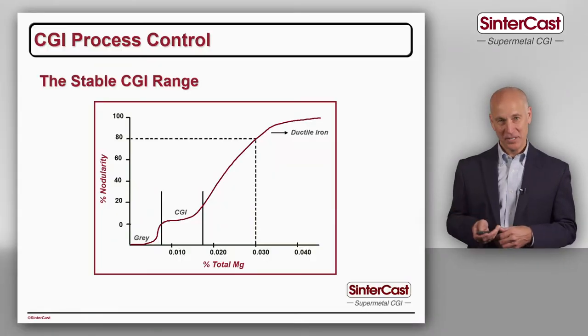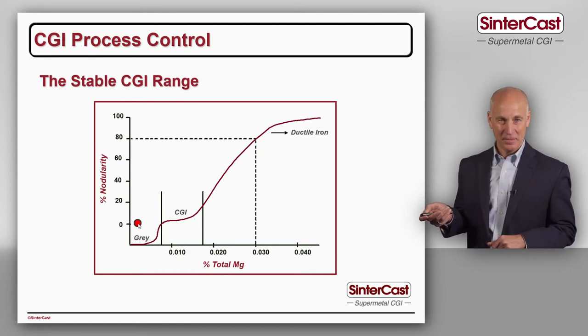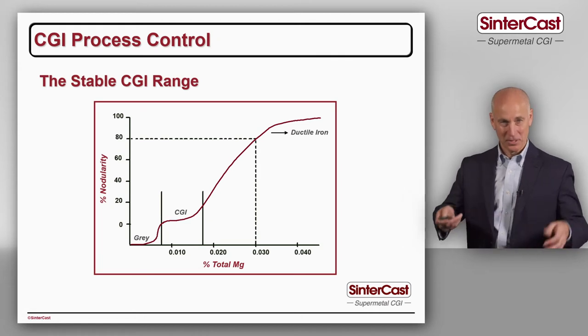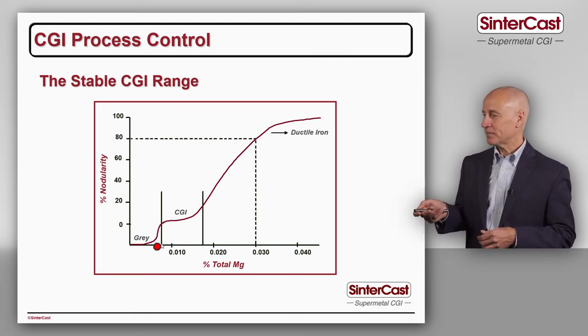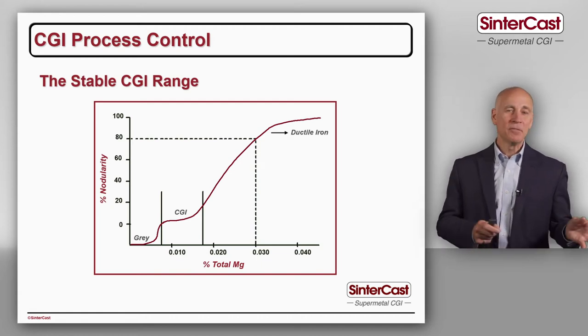And we can see that in this first overhead, where we have the different types of cast iron as a function of the amount of magnesium added to the iron. So at the left end, when we don't have any magnesium, we make gray iron, with its randomly oriented flakes. If we add more than a certain amount of magnesium, we have good ductile iron. And somewhere in the middle is a stable plateau for CGI. And everyone will discuss where the plateau is located and how big it is. But the truth is that it changes for every product and it changes every day in the foundry.